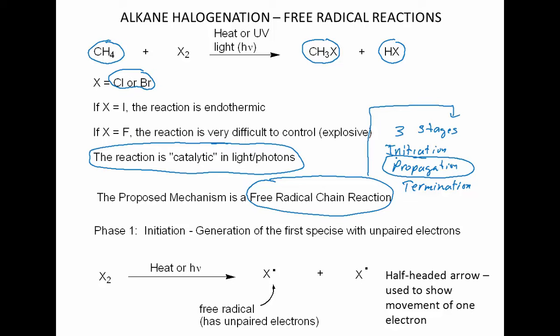Initiation in this particular reaction involves the treatment of the halogen with either heat or light. And what this does is it breaks the halogen bond. We're going to use this symbol here, the half-headed arrow, to show the movement of a single electron. So from these 2 electrons right here, one of them is going to go to one X group and one of them is going to go to the other X group, and we will not have a bond between X and X anymore. So that's our initiation.